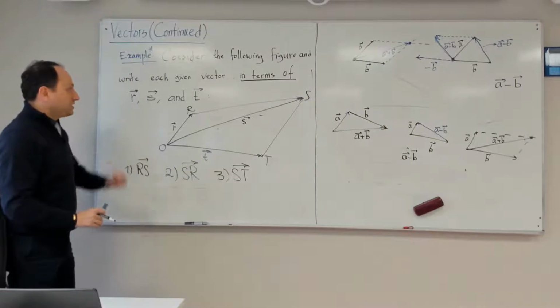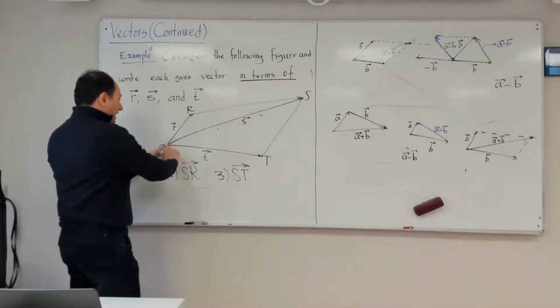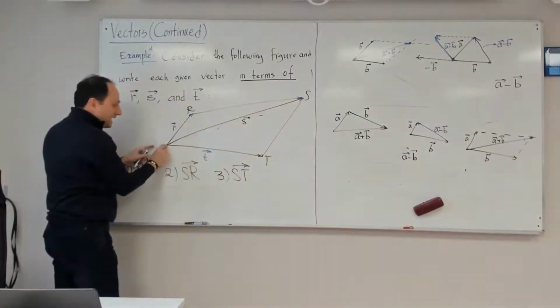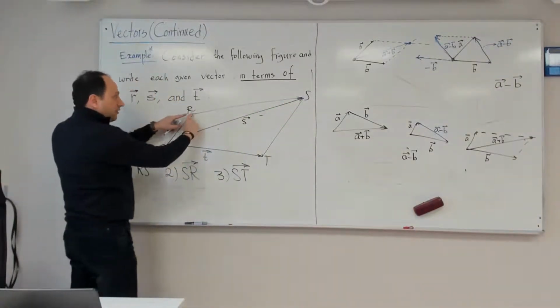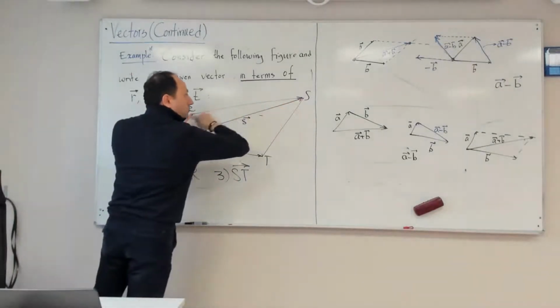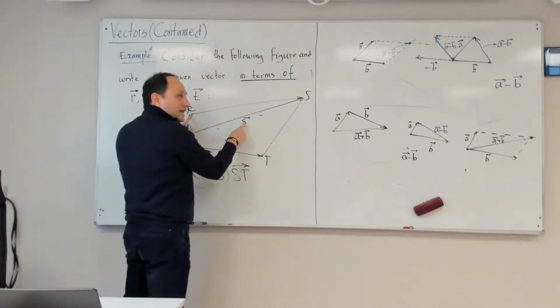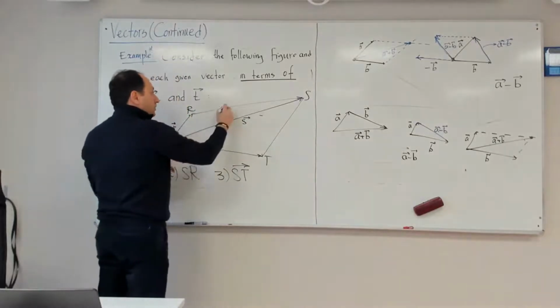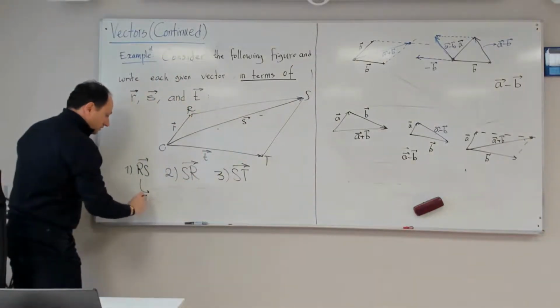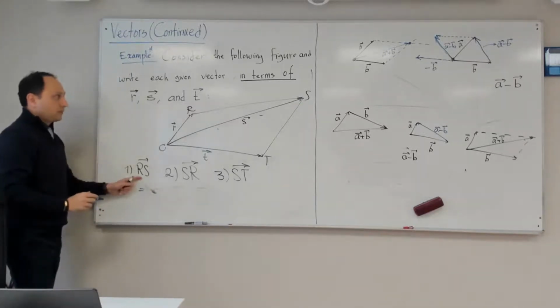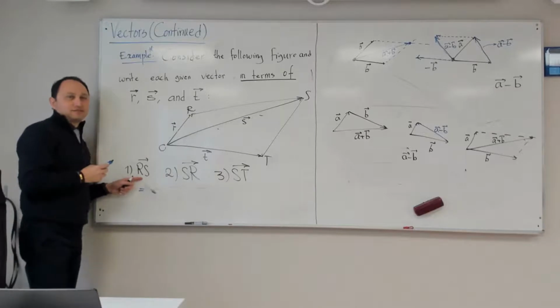Okay, now you see this is happening. I have 2 vectors, R and S, being drawn from the same point. And the final points are being connected. And the direction is towards S. So now can you tell me what is RS? So let me write with blue. What is RS? What is that?